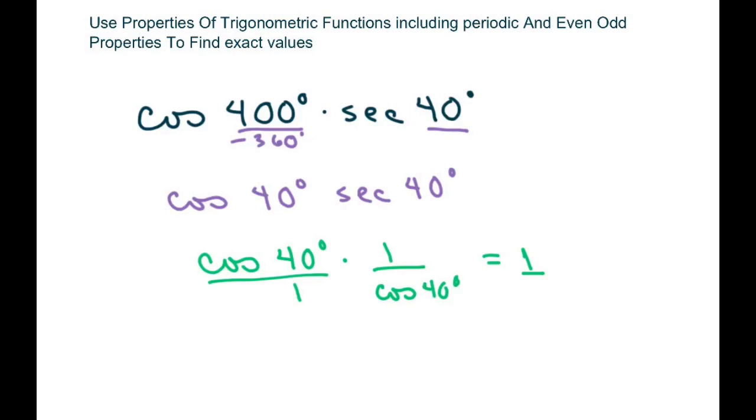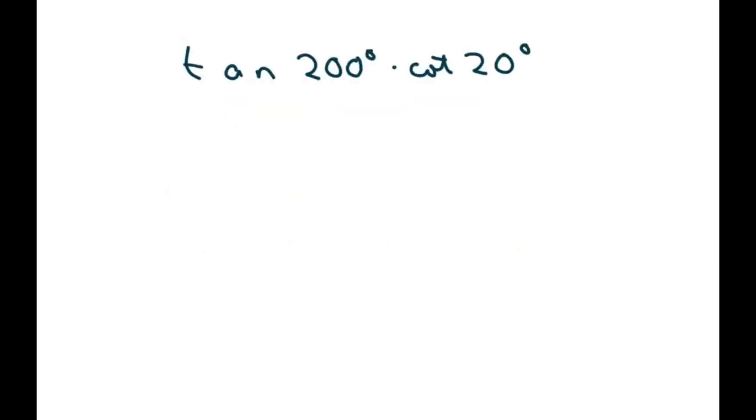Okay, the next one is tan of 200 times cotan of 20. Now for tangent, the period for tan equals 180 degrees. That means it completes its rotation or cycle every 180 degrees. So the first thing I'm going to do is subtract 180 to make them both 20s.